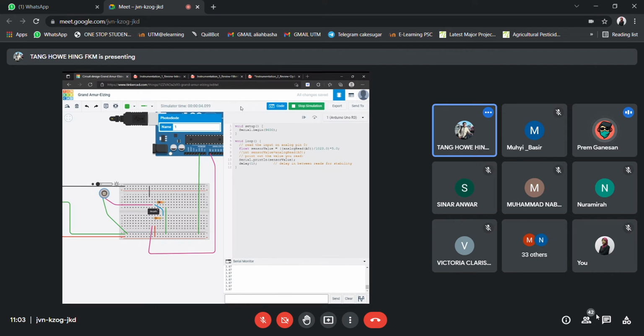Is 4.99. Yeah, okay, good. You divide by 1023, which is the maximum integer value for this ADC, and then you multiply by this 5 volt, so it will convert the maximum to 5 volt.